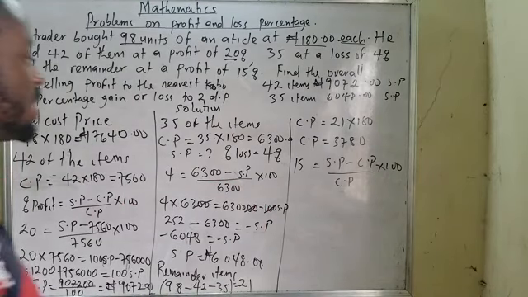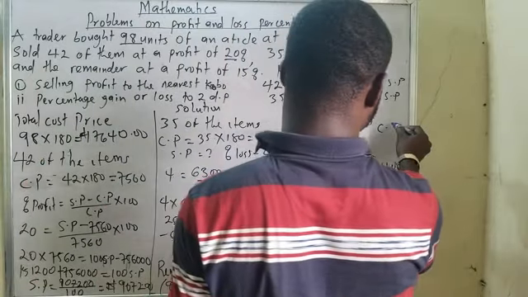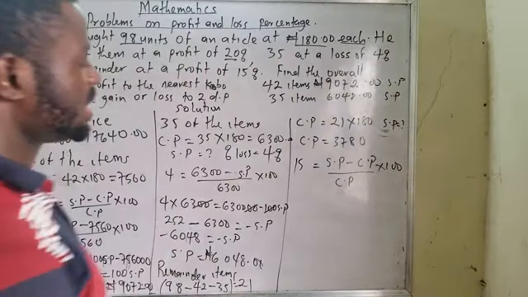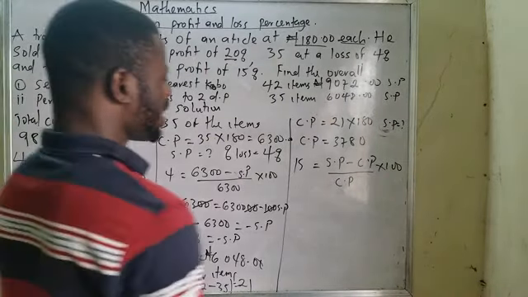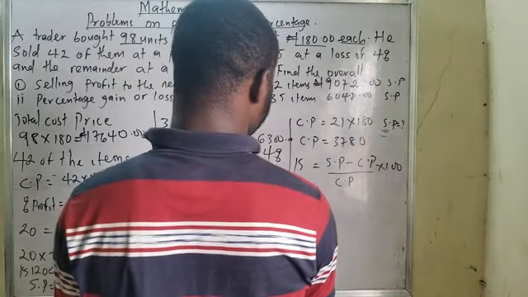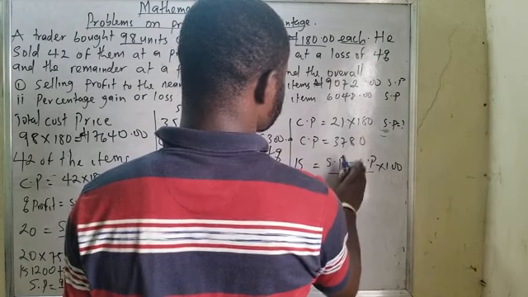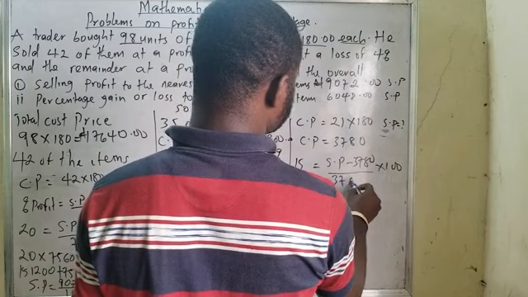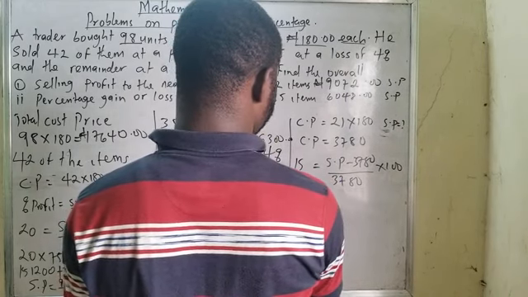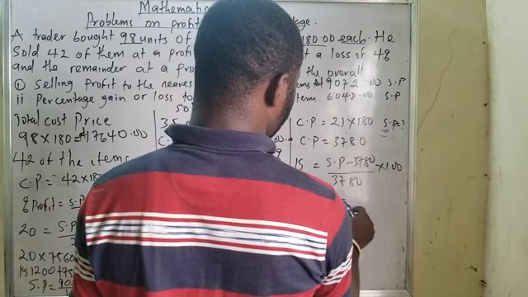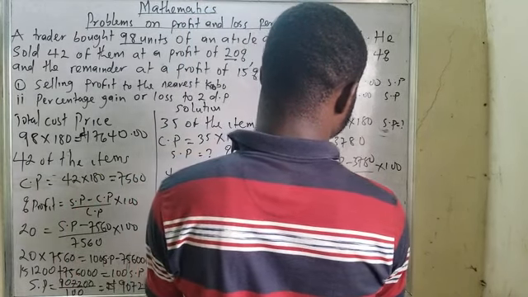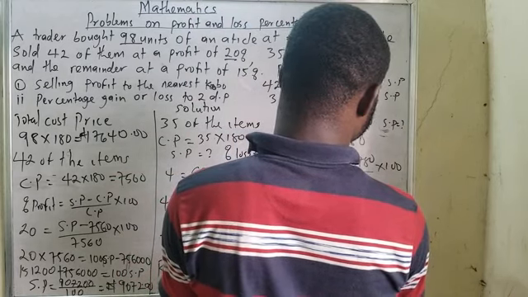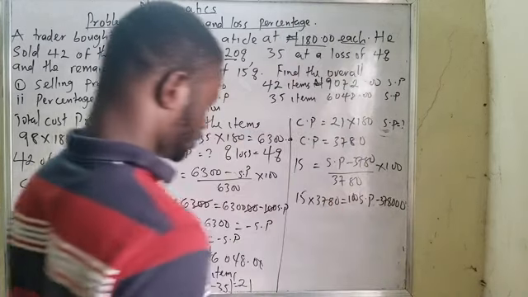Now, since it's profit and I don't know my selling price, the selling price is a question mark. I can now say that 15 over 100 multiplied by 3780 equals selling price minus 3780, which gives me 378,000. I don't need to stress myself.